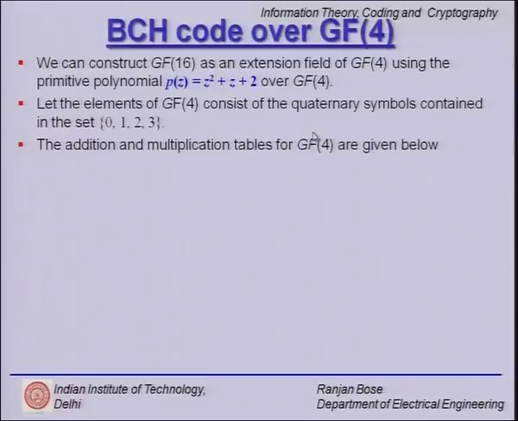So, let us now extend this philosophy to a non-binary code. We are looking at a BCH code over GF4. Now, how do we do this? We are going to use a primitive polynomial p(z) equal to z squared plus z plus 2 over GF4. Since it is over GF4, it can have coefficients 0, 1, 2 and 3. 2 is already being used. So, 1 and 2 are being used here, and the extension field will be GF16.